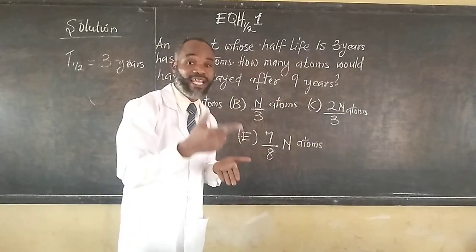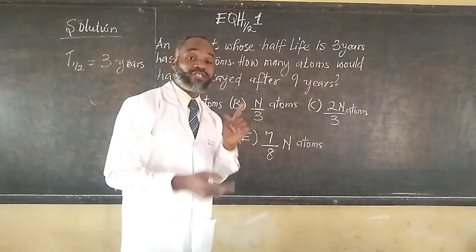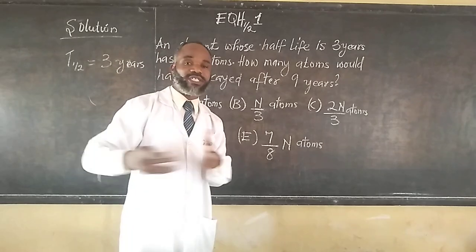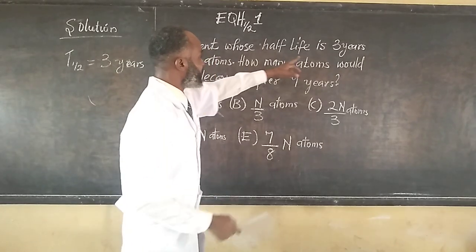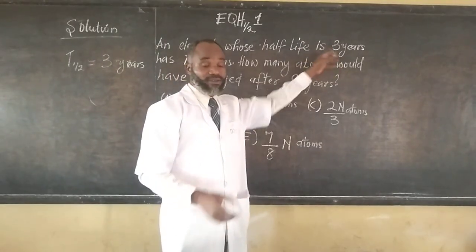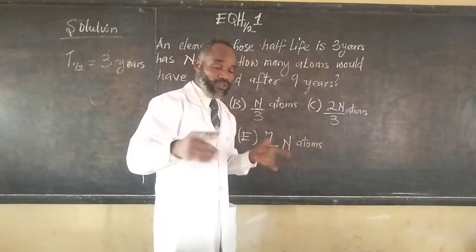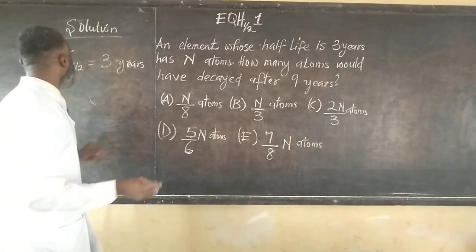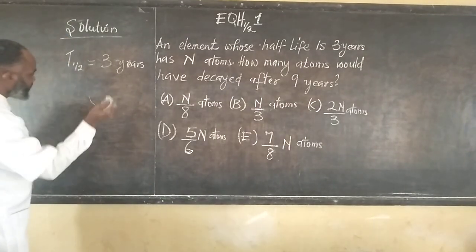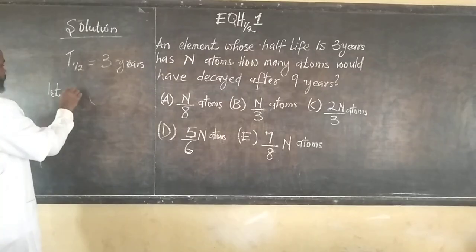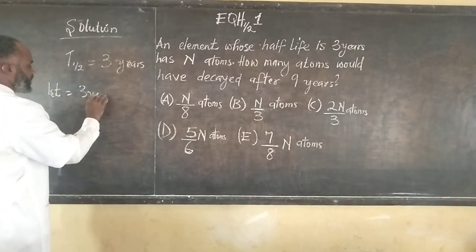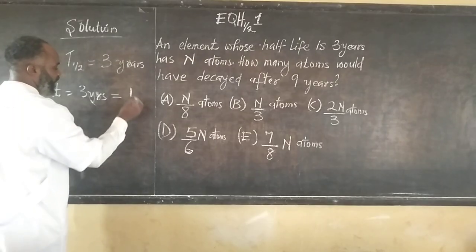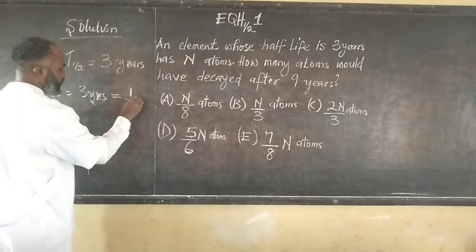Remember, in every 3 years, it has to split. It has to die off. Half of it will die off or decay, right? So that is it. Every 3 years, half of it. So let's see what that gives. In the first 3 years, I'm going to abbreviate this, we have half of it decaying.